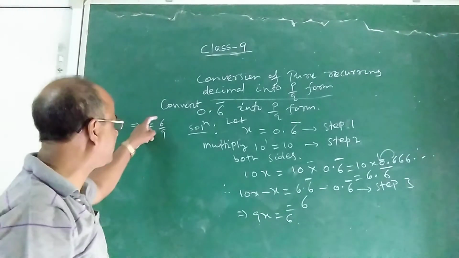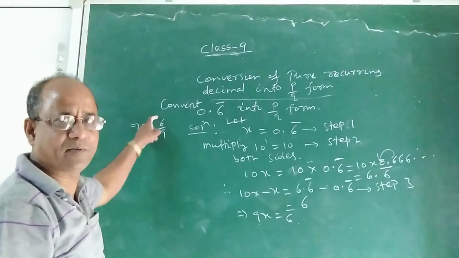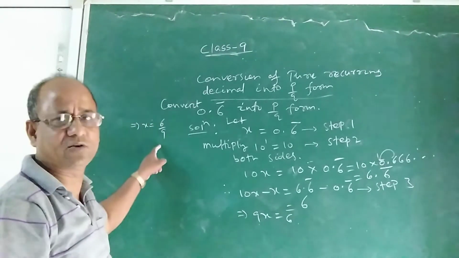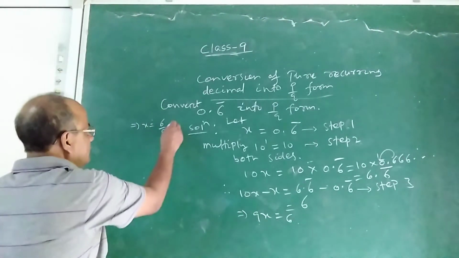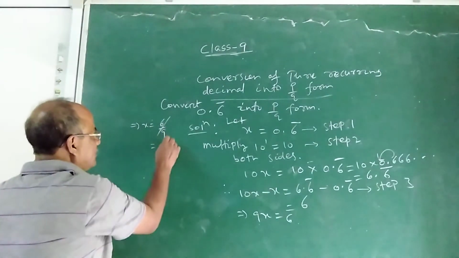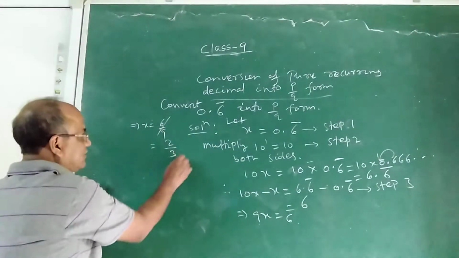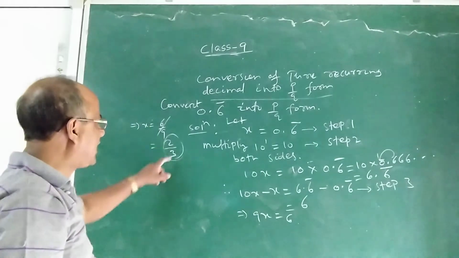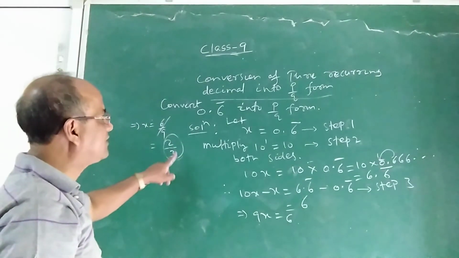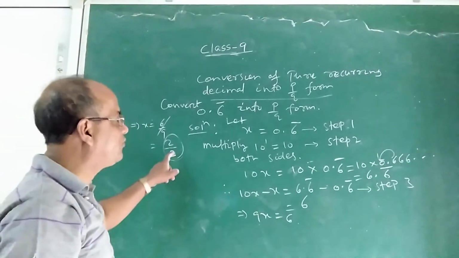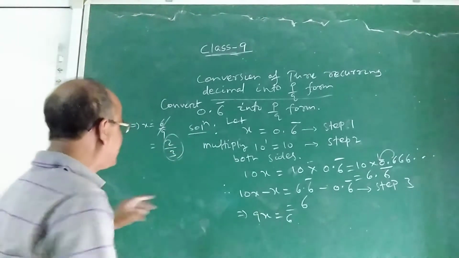If there is a common factor of the numerator and denominator, or p and q, you have to reduce it into lowest terms. So on cancellation, 3 into 6 is 2, 3 into 9 is 3. You see, 2 by 3, 6 by 9 or 2 by 3. So this will be the required p by q form or rational number form of 0.6 bar.